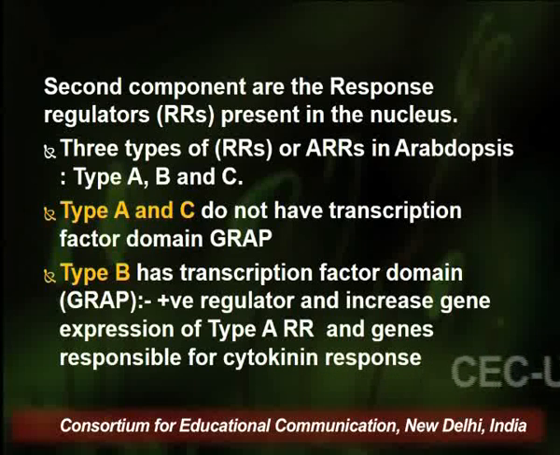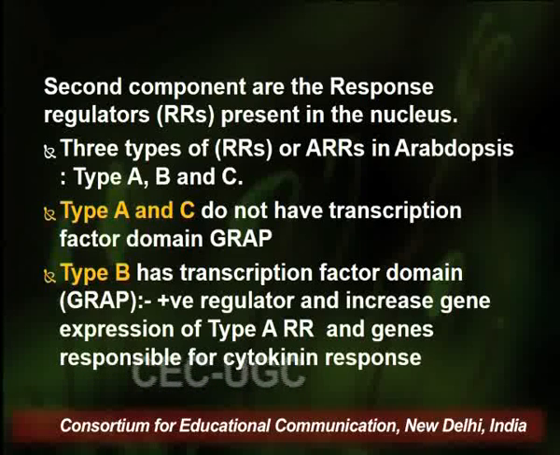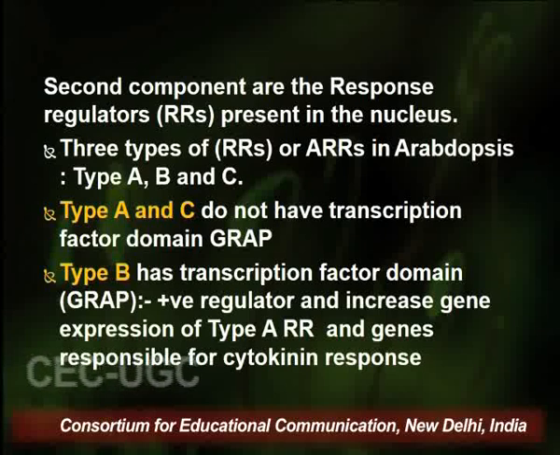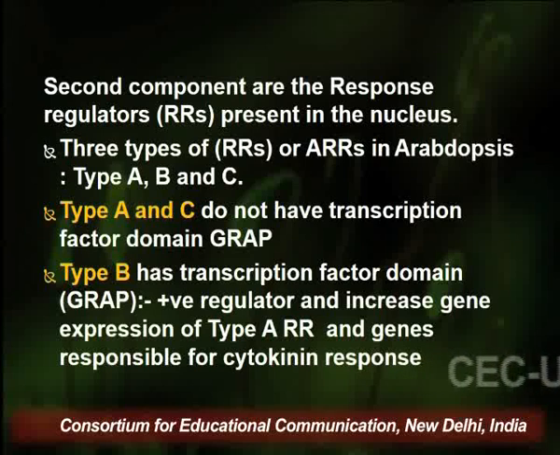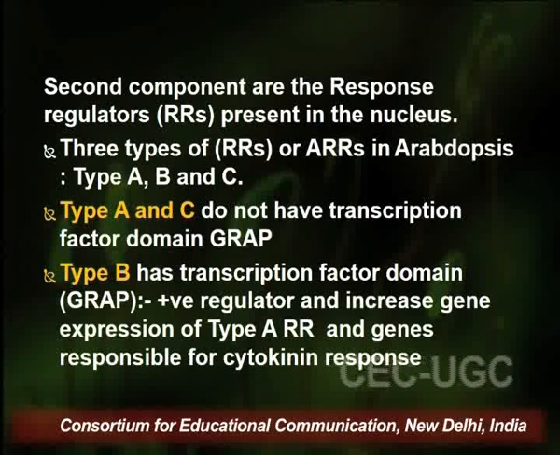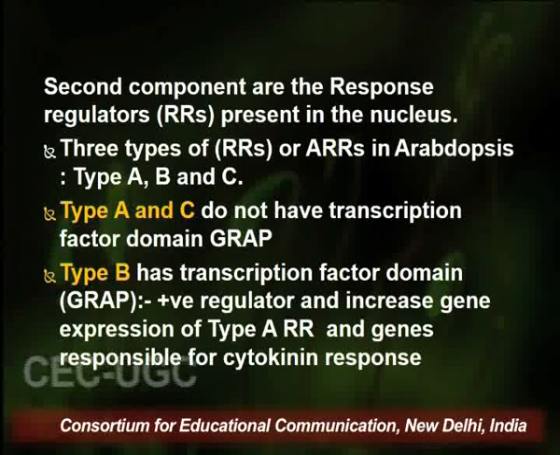And depending upon the properties, these response regulators are of three types: type A, B and C. Now, type B is the major response regulator of cytokinin because it has a transcriptional factor domain, which is known as GRAP, whereas type A and C are devoid of this GRAP transcription factor domain. Now, whenever the type B response regulator gets activated, it leads to the activation of various transcriptional genes that lead to the cytokinin induced effects, and therefore type B is normally considered as a positive regulator of the cytokinin response.